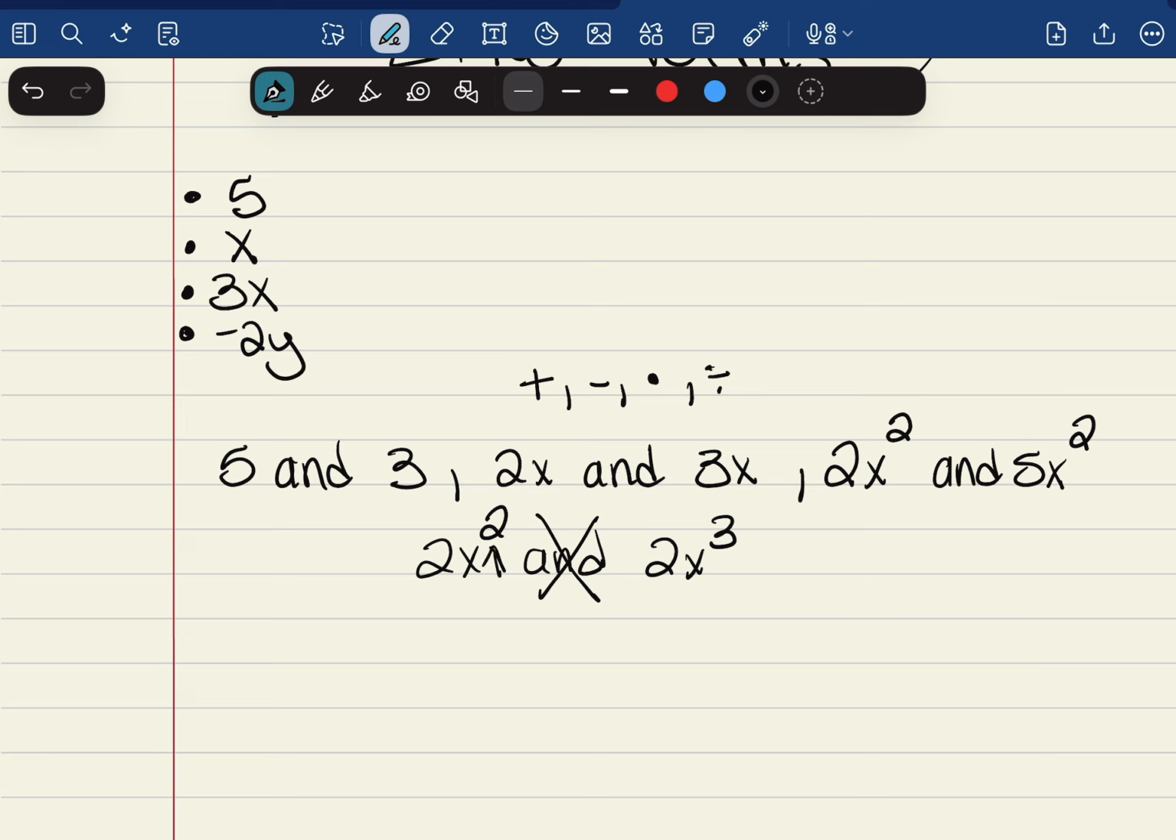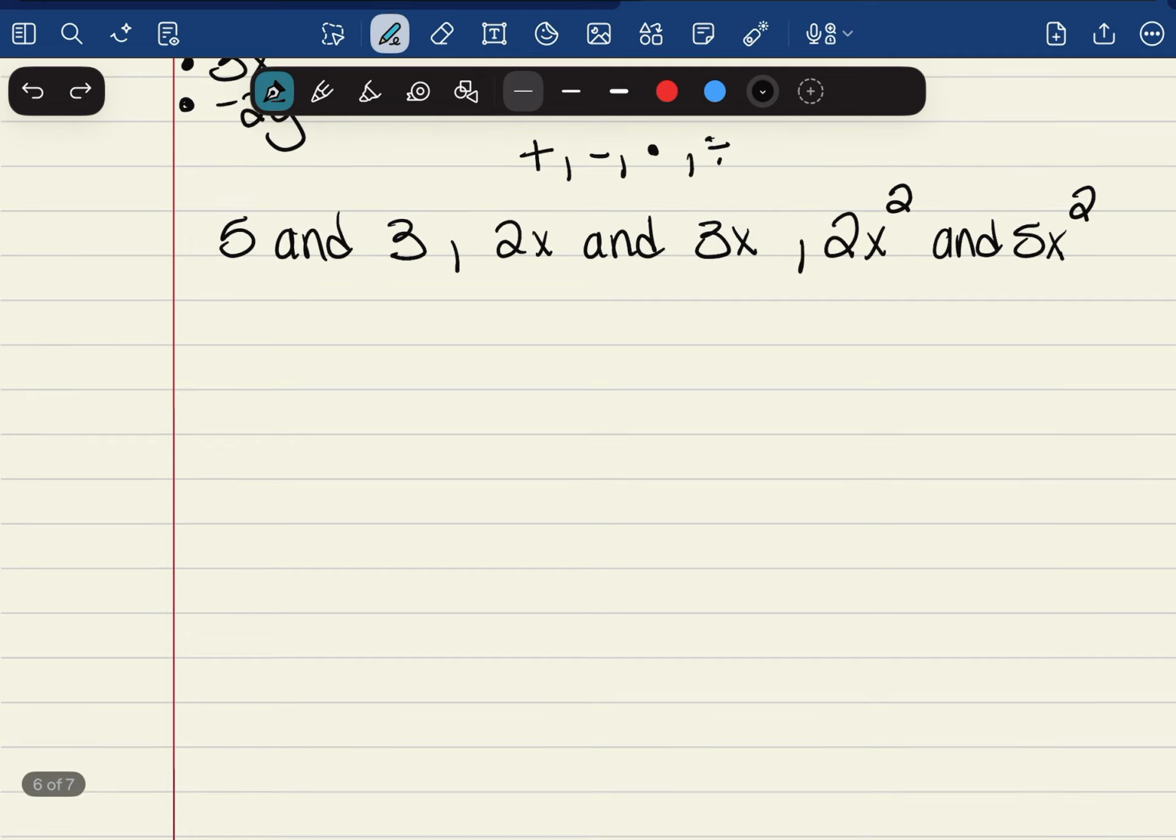Do we see an exponent here? Yes. What number is it? 2. Do we see an exponent here? Yes. What number is it? 3. Do these equal each other? So they're not like terms. So, moving on. Let's erase that bit right there and scroll down.